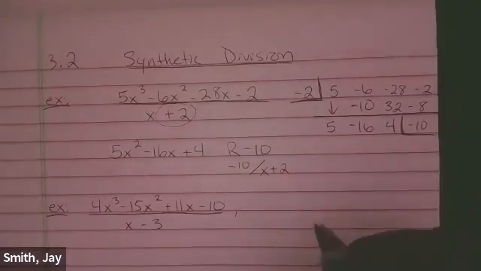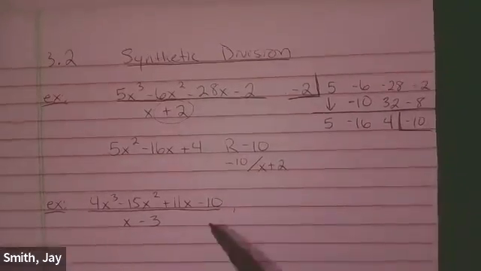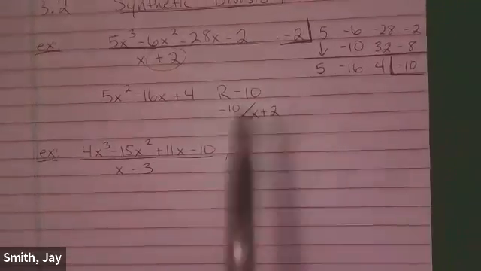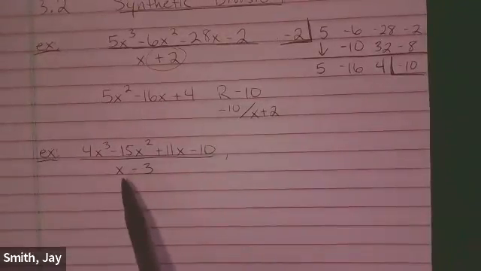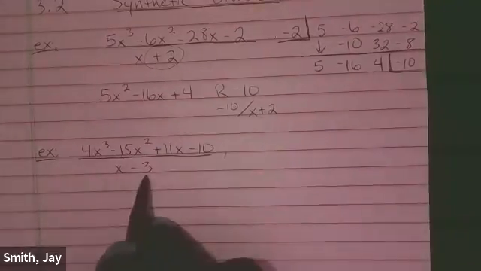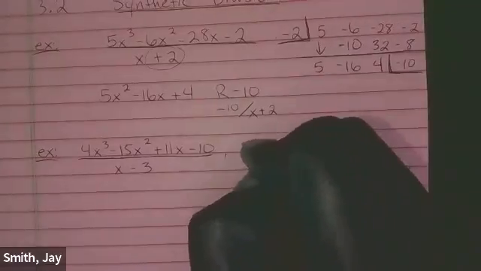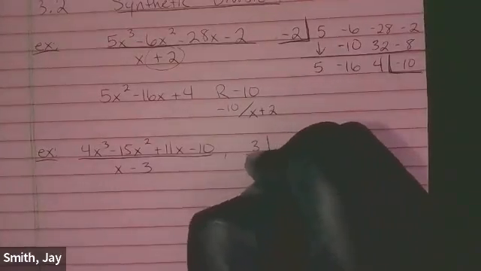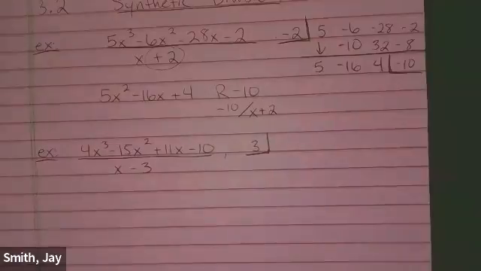All right, so when we're setting up our synthetic division, remember, we want to make sure that we're dividing by a binomial of the form x plus some number or x minus a number. This obviously matches the form. So when we set it up, we're going to take the opposite of what we see. We see -3, so we're going to put a positive 3 on the outside.